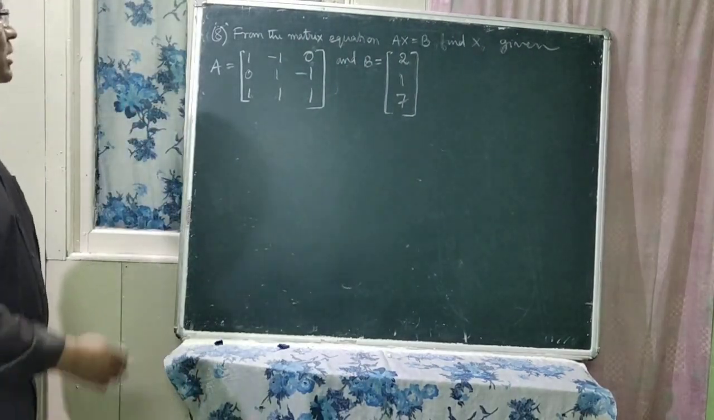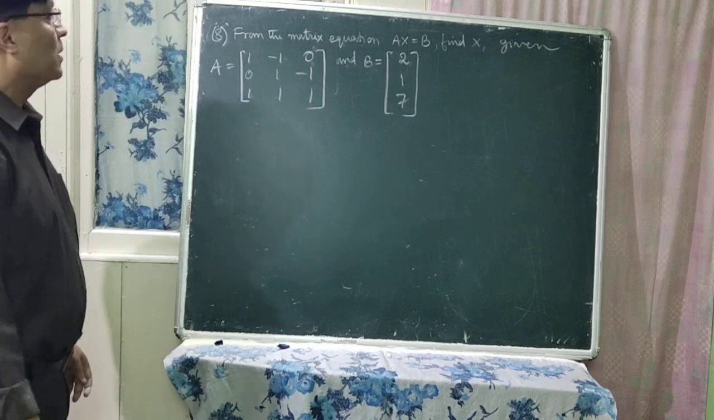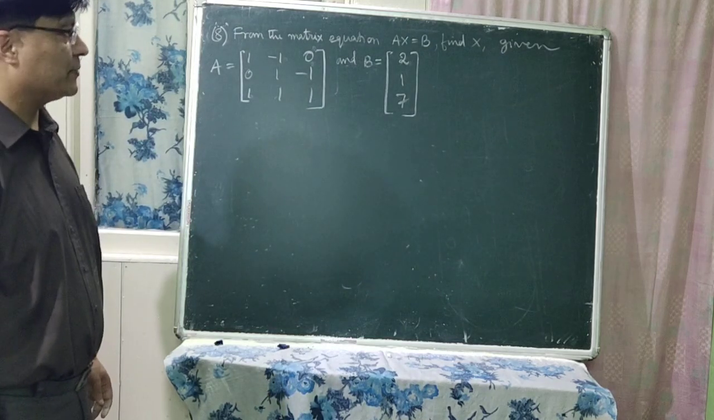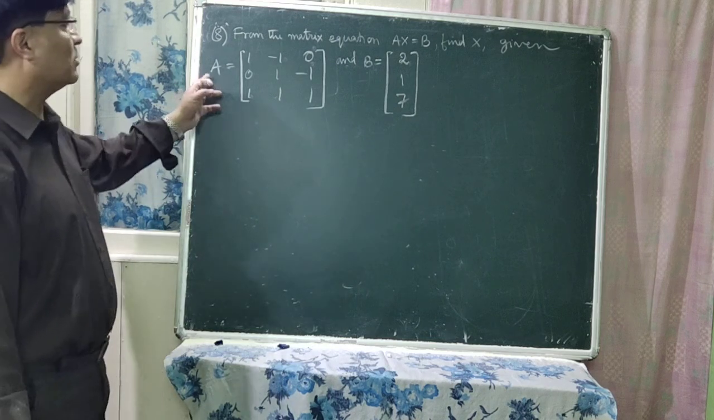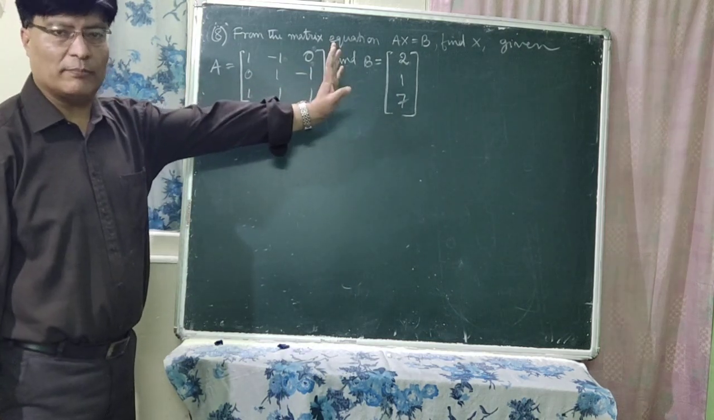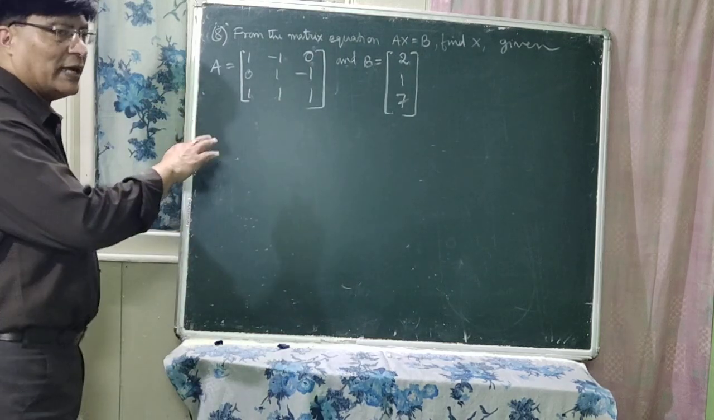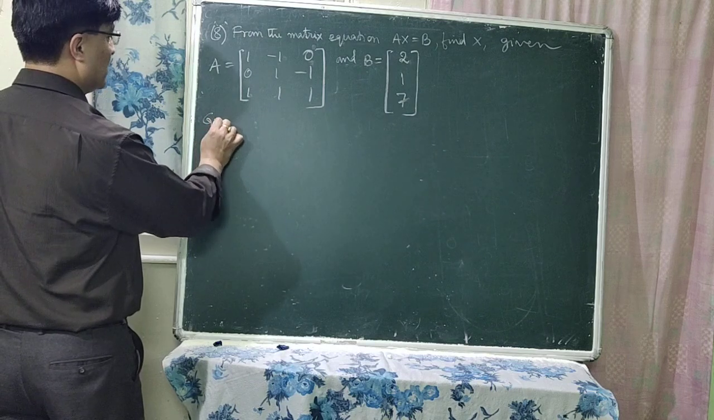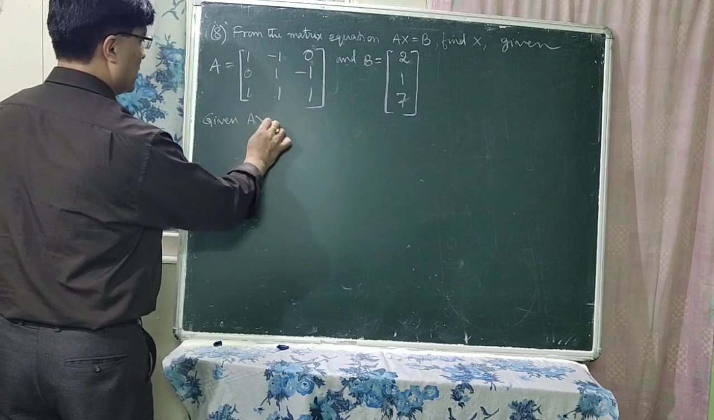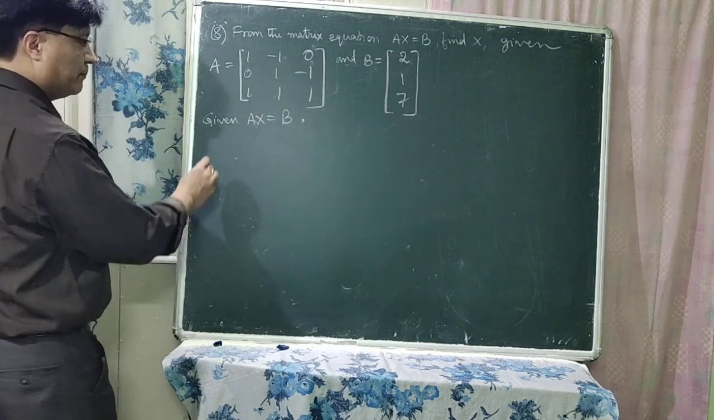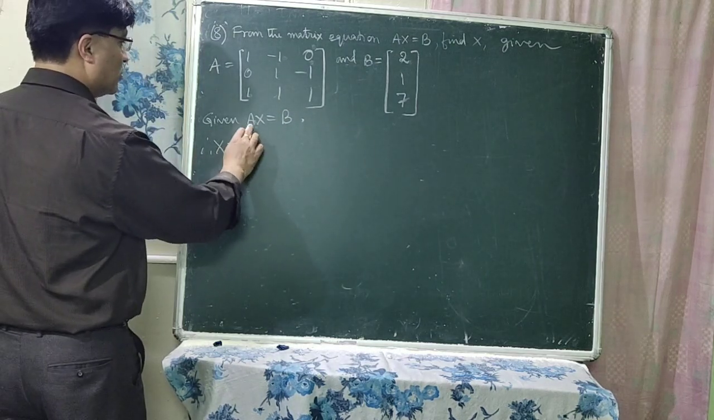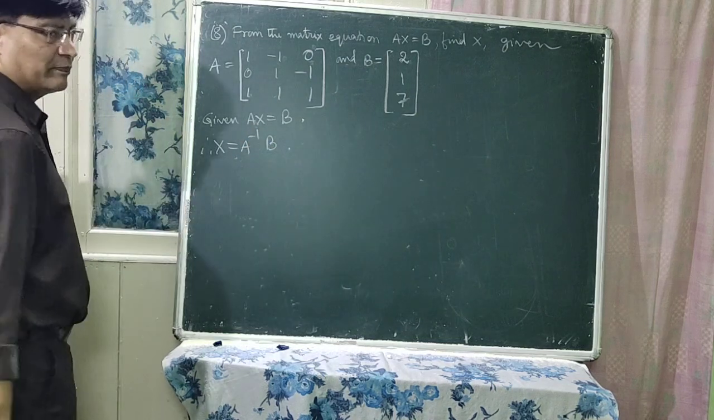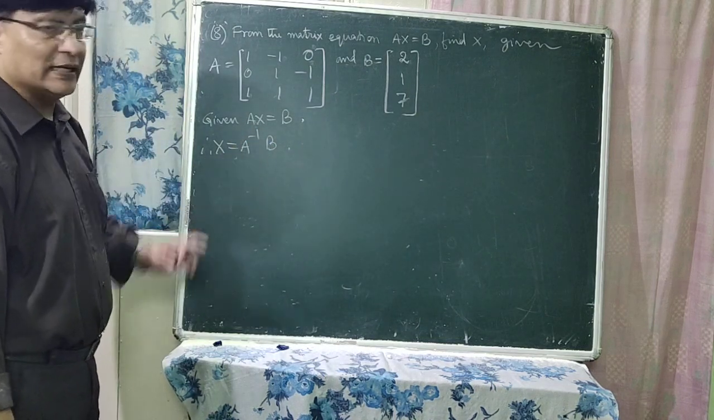Now we'll do the next question, that is question number 8. From the matrix equation Ax is equal to B, find X. Given A is equal to this matrix and B is equal to that column matrix. So from Ax is equal to B, you have to find X. Given Ax is equal to B, therefore X is equal to, when A is taken to the right hand side, A inverse B. That means you have to find A inverse.